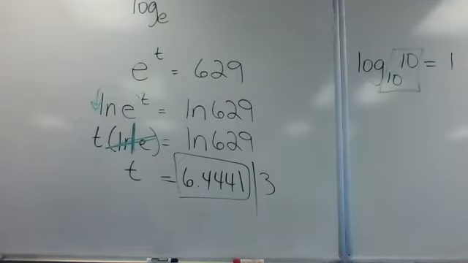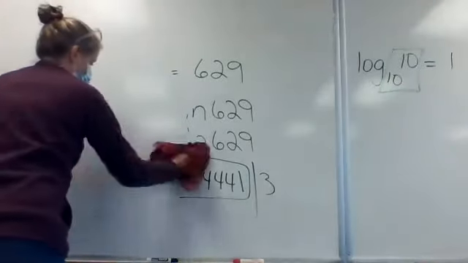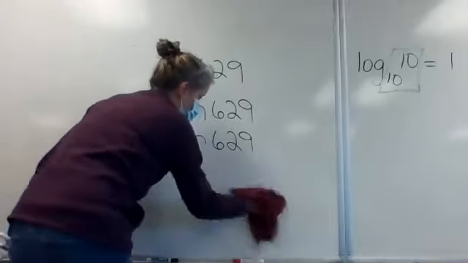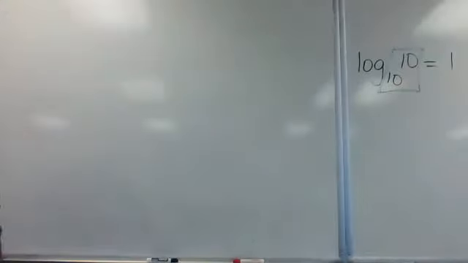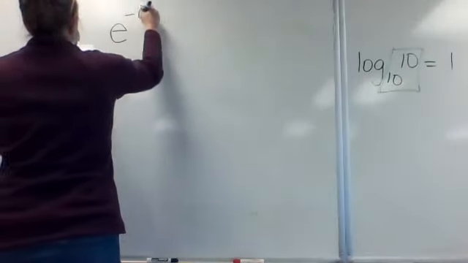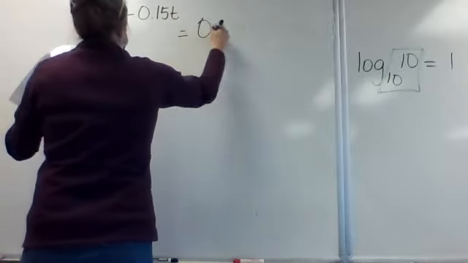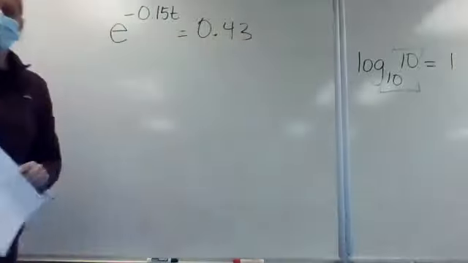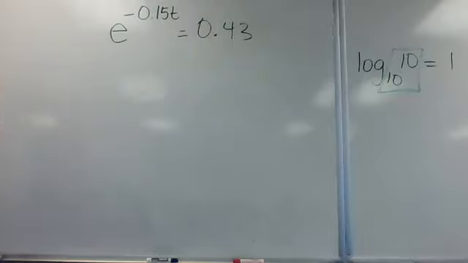All right, try this one. e to the negative 0.015t equals 0.43. So try that one by ln'ing both sides to bring down that exponent.